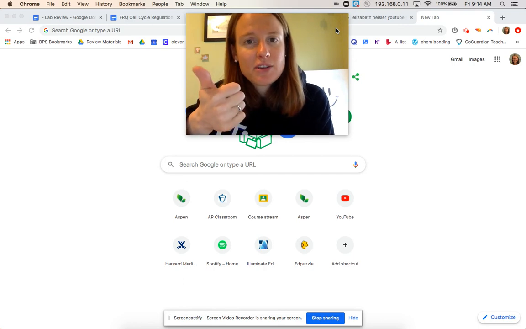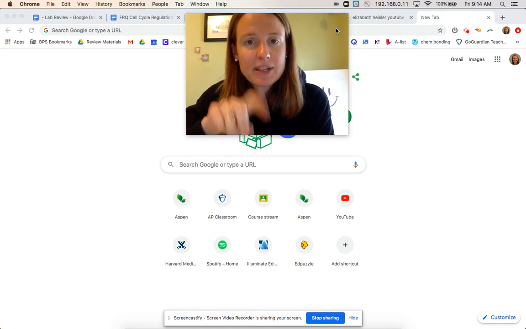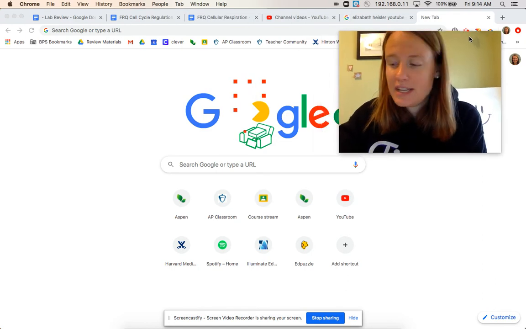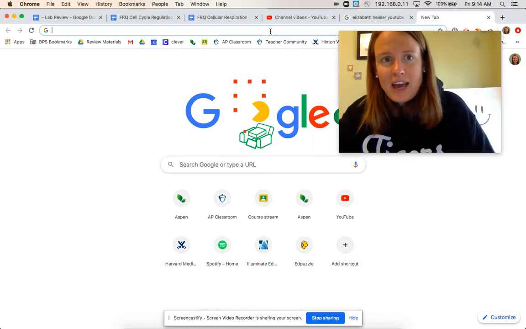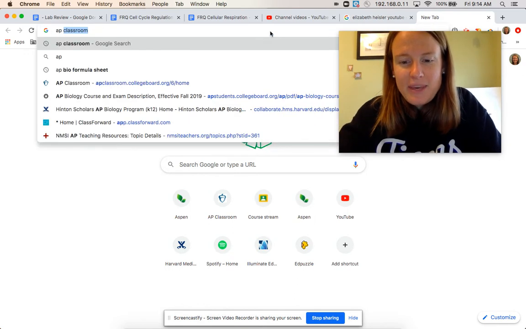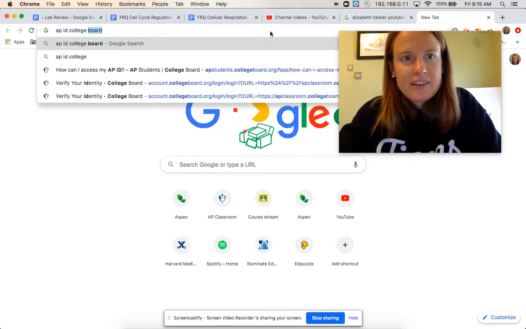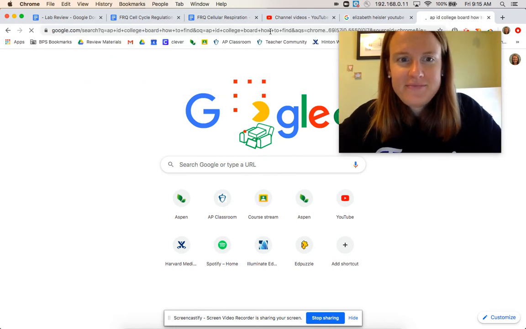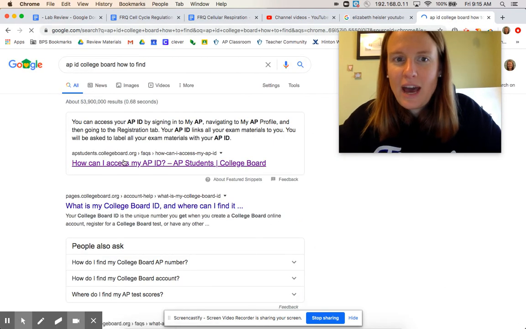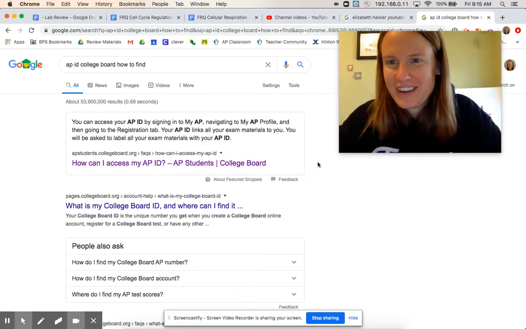Make sure you're getting emails from College Board. If you're not, you need to go to AP Classroom and go to your profile and fix your email address on there and click subscribe to emails if you haven't already. Also, if you don't know how to find your AP ID, Google it: AP ID College Board, how to find. How can I access my AP ID? It's right there for you. I'm not going to read it because you can read it when you Google it.